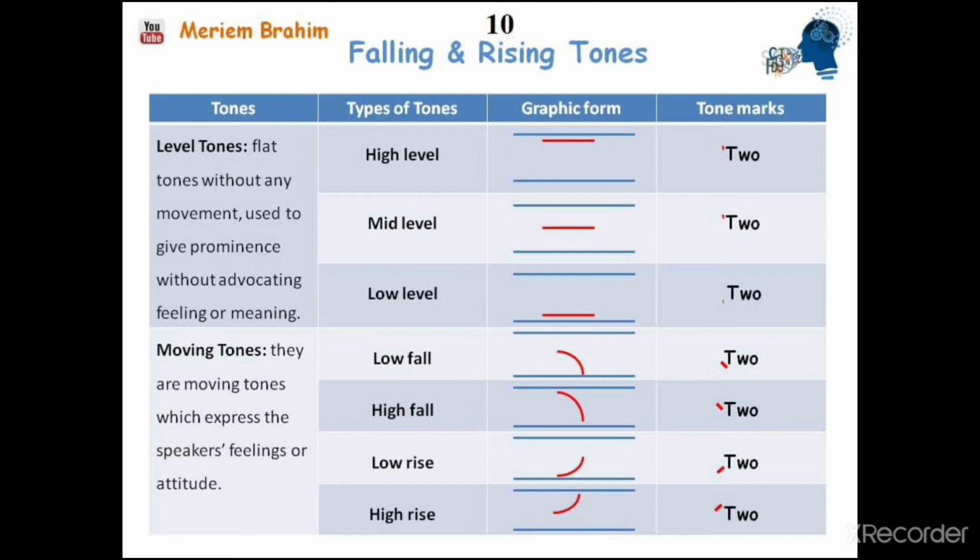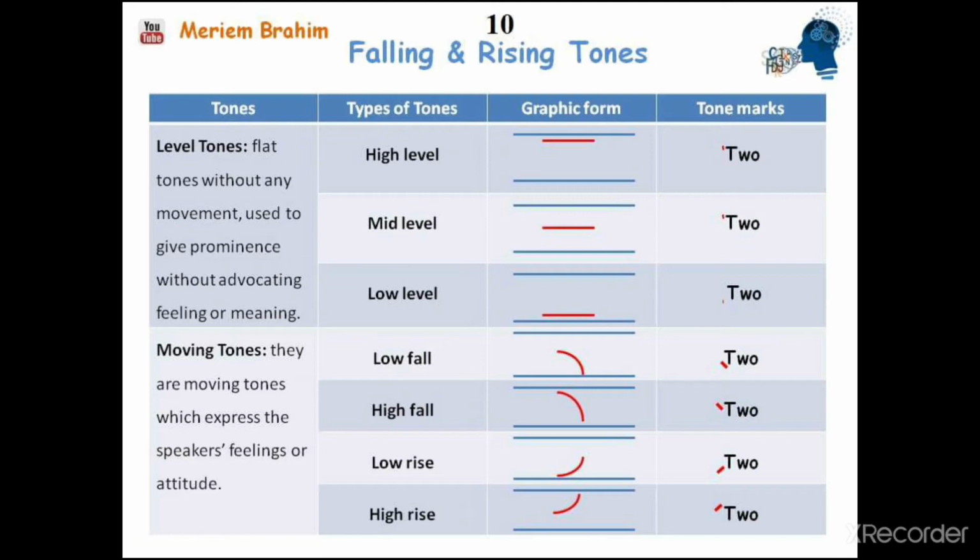Now, in this table, we have all the types of the tones. We have level tones and moving tones. By level tones, we mean all the stressed syllables other than the TS, and they are represented by a long dash. It may be high, it may be mid, it may be low. The tone mark is like the stress mark.